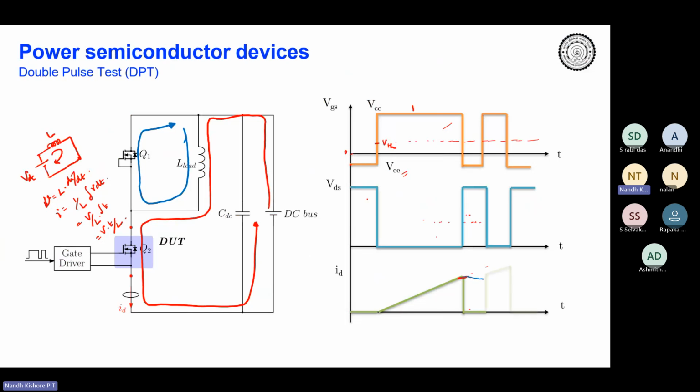And again, what did you do? You turned on the device, Q2, once again. Therefore, the inductor current would continue to increase for this particular duration. And then you turn it off, and it dies down. So your interest is mainly towards this particular region: what happens over here and over here during turn on and turn off, right? So this is your classical DPT. I hope you guys are aware of DPT.